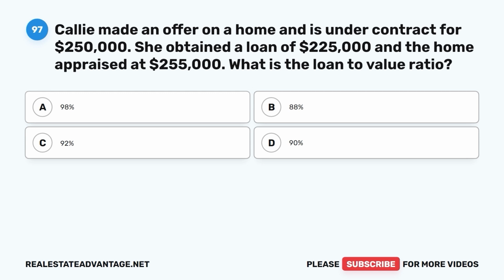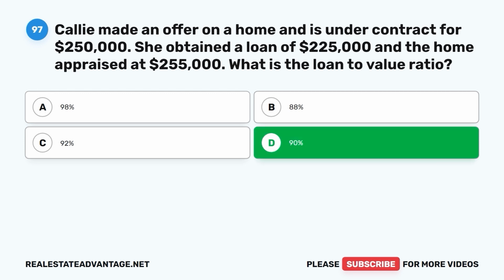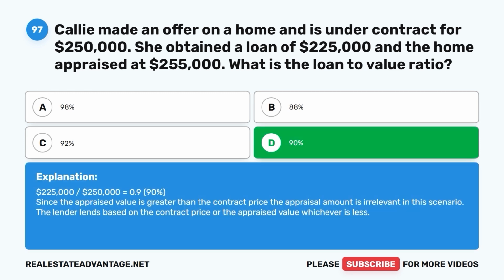What is the loan-to-value ratio? A. 98%. B. 88%. C. 92%. D. 90%. The correct answer is D. 90%. $225,000 divided by $250,000 equals 0.9, 90%. Since the appraised value is greater than the contract price, the appraisal amount is irrelevant in this scenario. The lender lends based on the contract price or the appraised value, whichever is less.